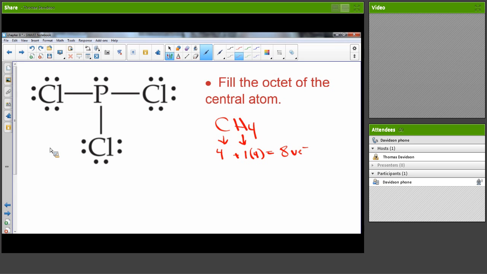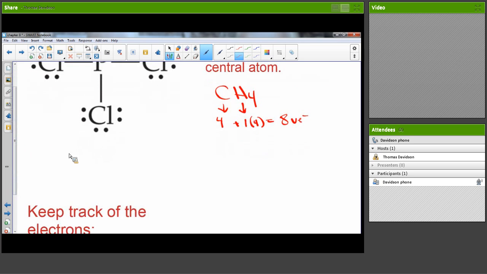The central atom has to be who? Carbon, because hydrogen can't ever. So I put the 4 hydrogens around it, and I connect them with a line. By connecting each with a line, I just used up 8 valence electrons, right? So I have 0 left, which might be a problem. I did not octet the hydrogens.